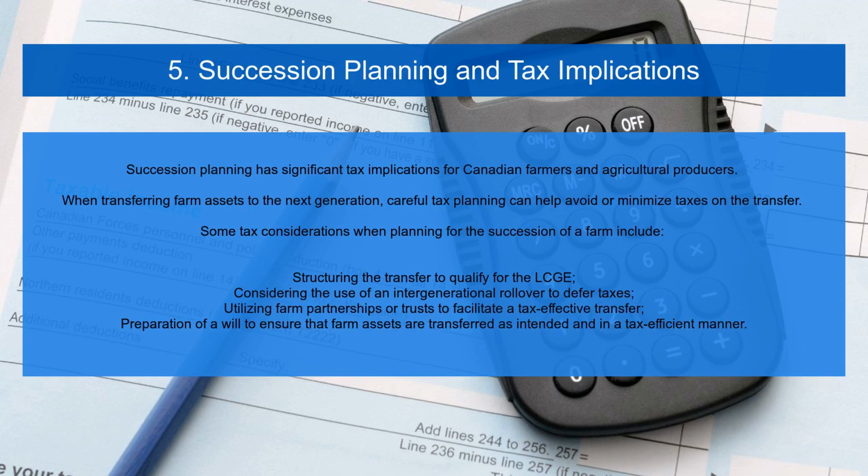Succession planning has significant tax implications for Canadian farmers and agricultural producers. When transferring farm assets to the next generation, careful tax planning can help avoid or minimize taxes on the transfer. Some tax considerations when planning for the succession of a farm include structuring the transfer to qualify for the LCGE, considering the use of an intergenerational rollover to defer taxes, utilizing farm partnerships or trusts to facilitate a tax-effective transfer, and preparation of a will to ensure that farm assets are transferred as intended and in a tax-efficient manner.